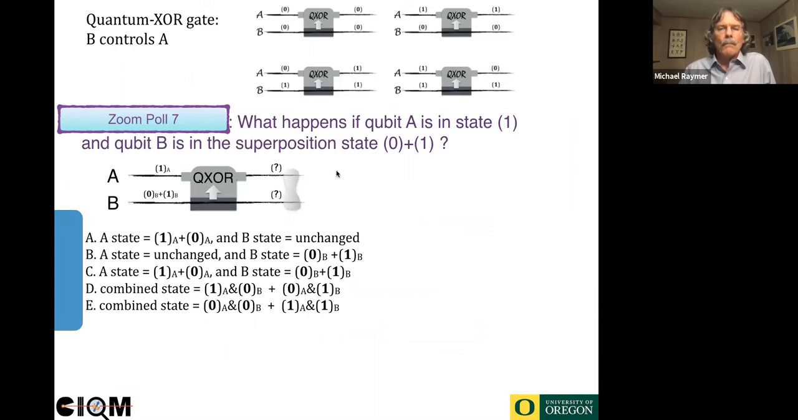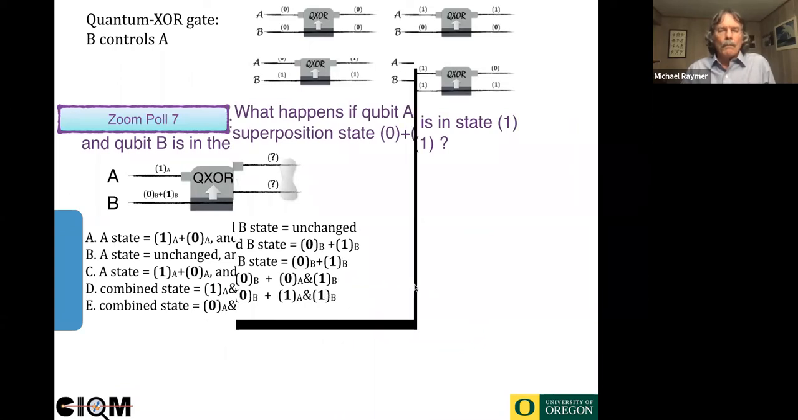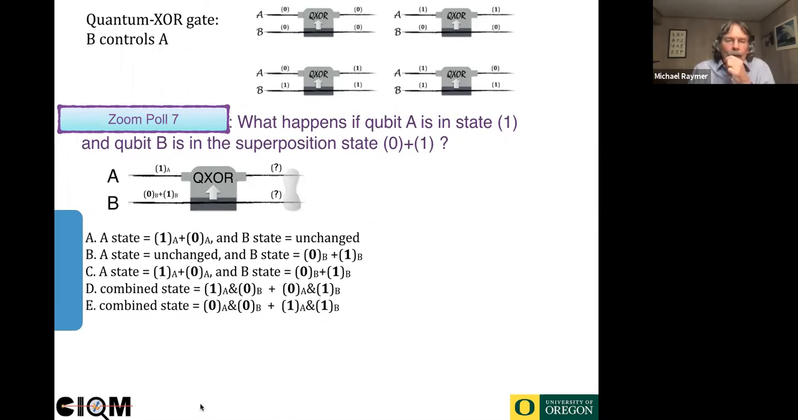I'm getting a range of different answers here. In fact, I got the complete spread. I got A, B, C, and D as possible answers that people voted on. So that means this is a little bit harder. So let me talk through this a bit here. Remember, the rule is that if the B qubit is zero, then nothing happens to the A qubit. If the B qubit is one, the A qubit gets flipped.